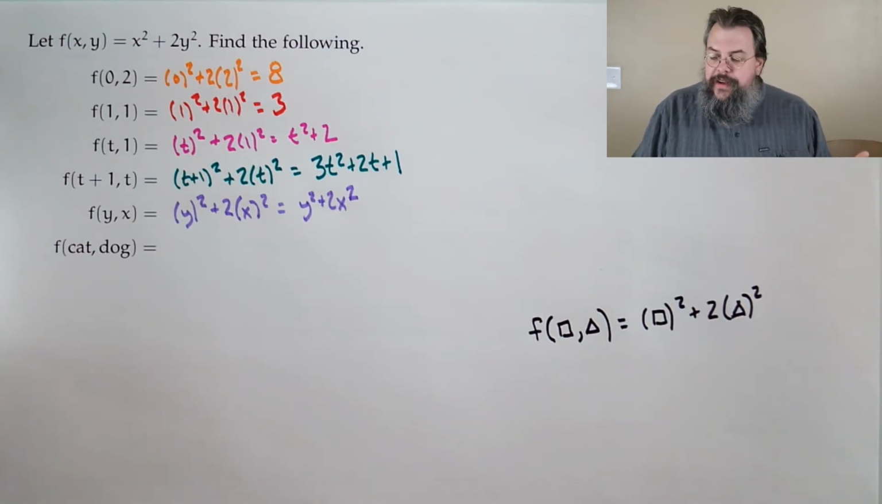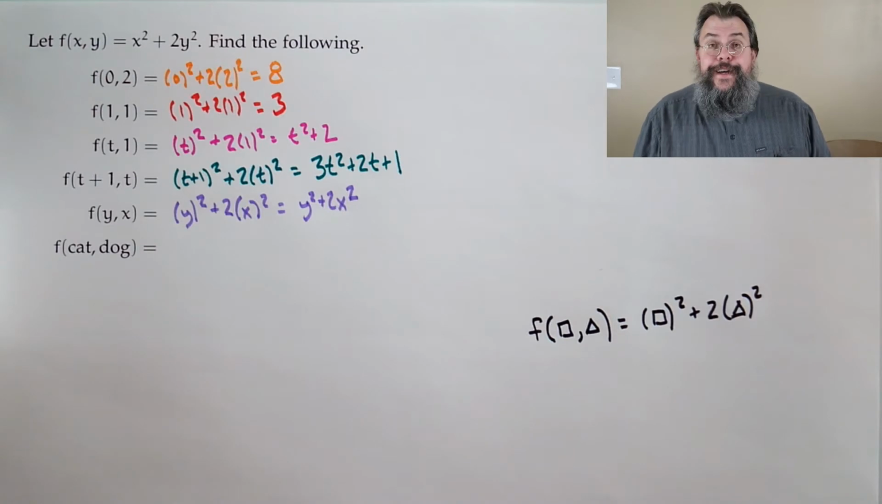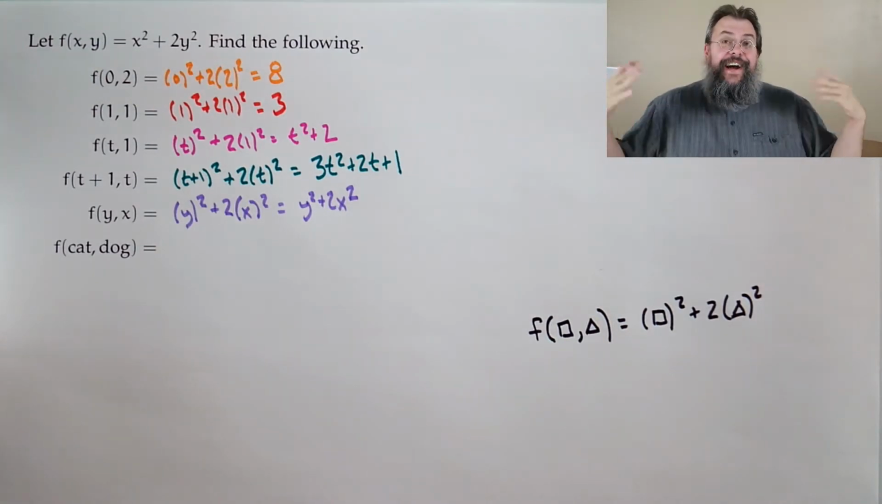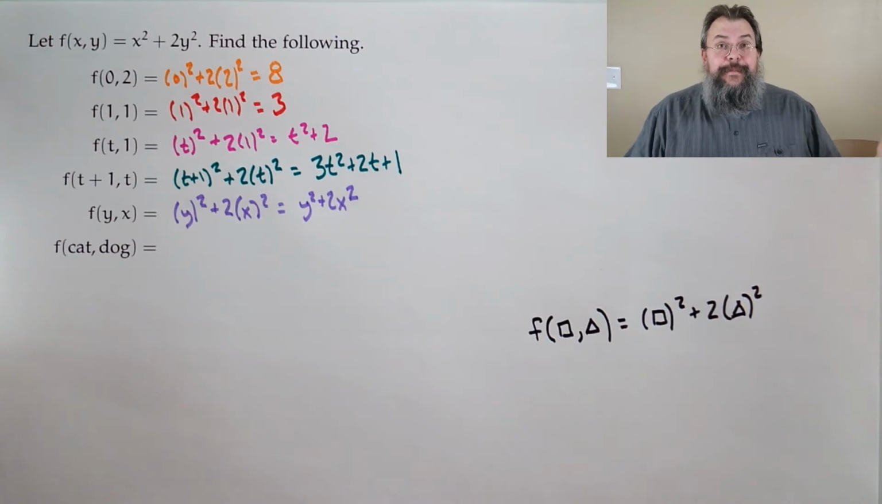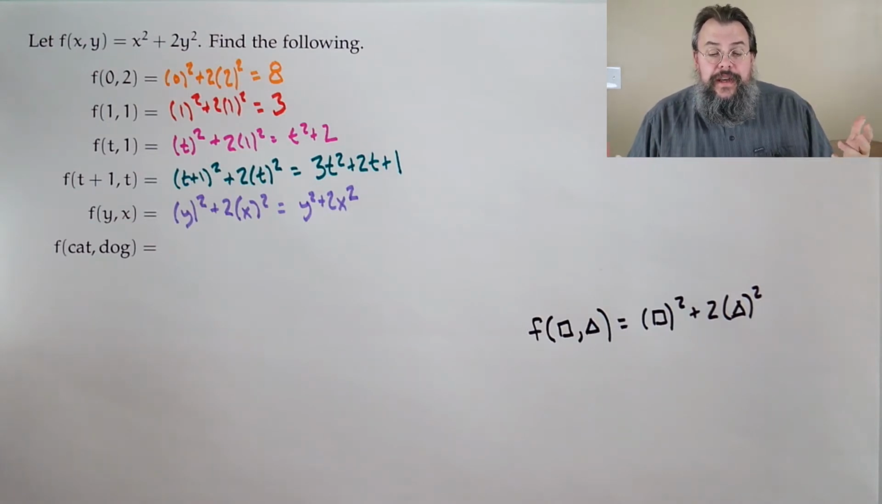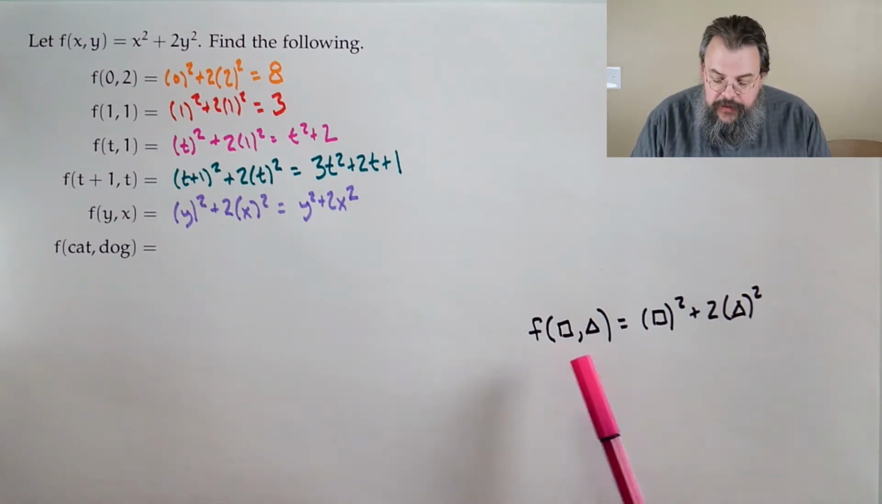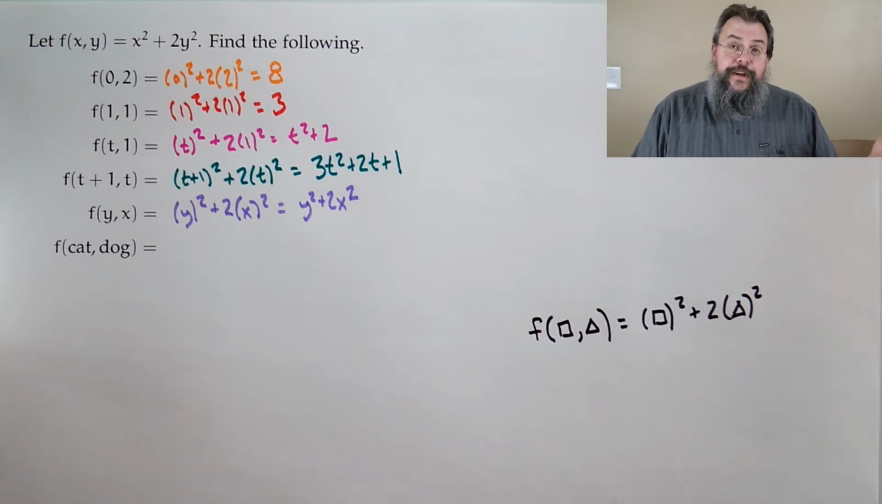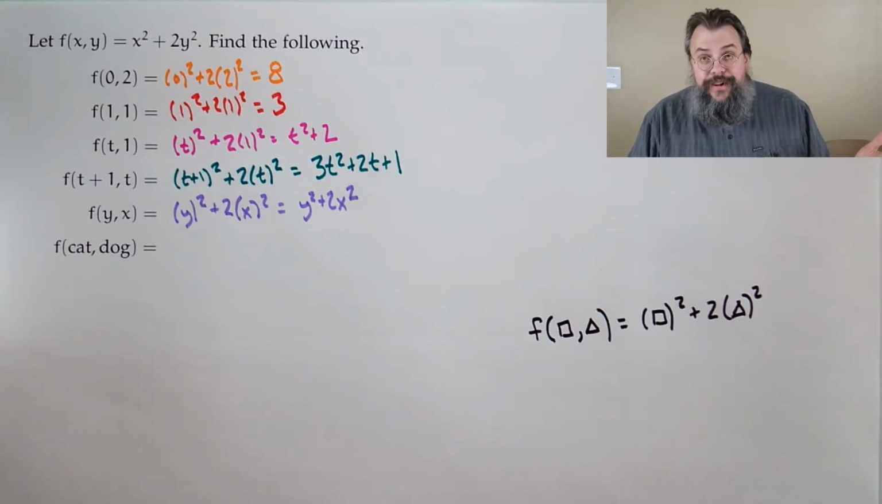What is f of cat comma dog? Now, at this point you're thinking, okay, this is ridiculous. I can't talk about f of cat comma dog. Well, sure we can. We can say, look, because our function is a rule. It says whatever you plug into the first slot, you square that. Whatever you plug in the second slot, you square it and you double, and you add the results.